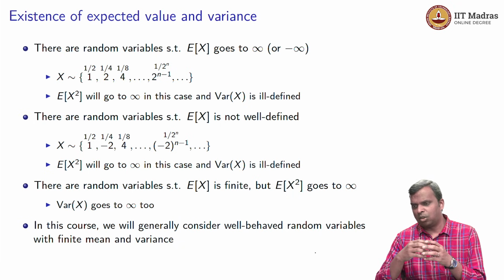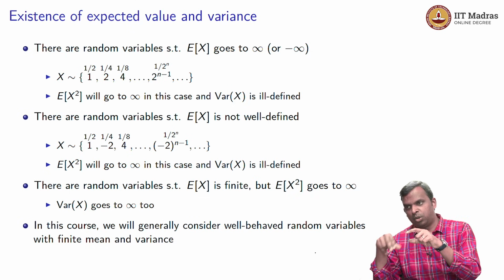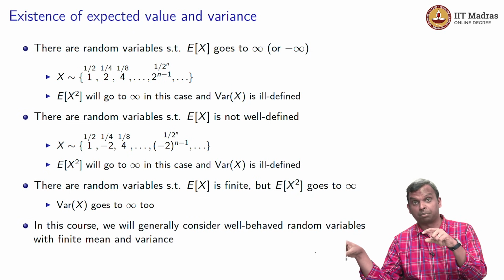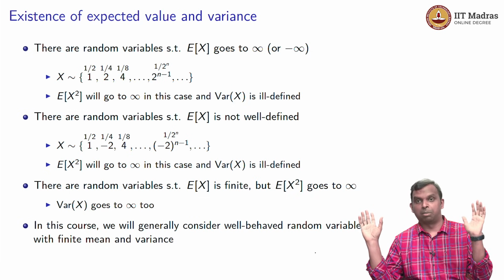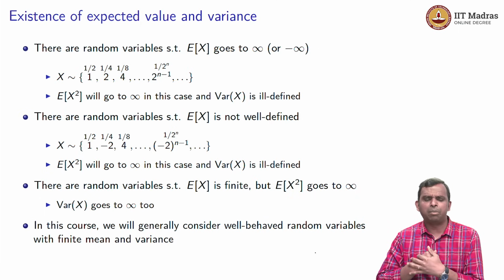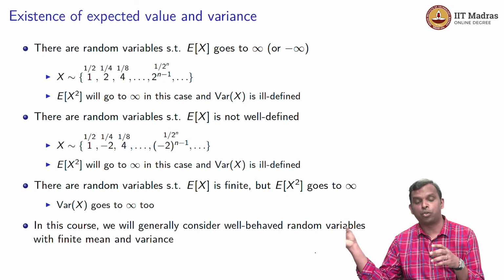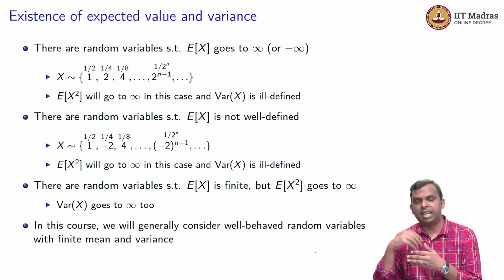The range has so many values and the probabilities are spread so that when you multiply the value in the range by the probability and add it all up, you get something that blows up. It will keep on increasing. Here's a very, very simple example. A random variable takes values 1, 2, 4, 8, 16, and so on, powers of 2, and the probabilities with which it takes them are half, 1 by 4, 1 by 8, etc.